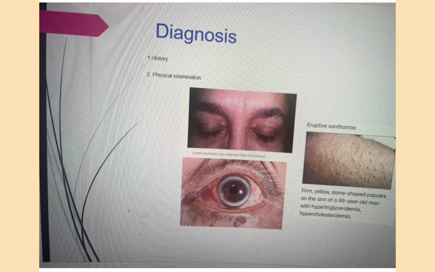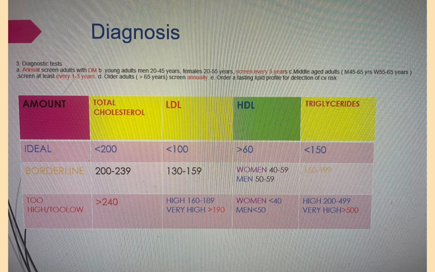Lipid screening is the accurate tool for diagnosis of dyslipidemia. As I mentioned in the previous slide, the accurate diagnosis of dyslipidemia is by assessing the lipid profile. There are different screening guidelines by different associations. Based on the population type, the primary care practitioners have to do the screening. The Clinical Endocrinology Association recommends for these population groups: annually screen adults with diabetes mellitus. Then young adults, males 20 to 45 years, females 20 to 55 years, screen every 5 years. Middle-aged adults, males 45 to 65 years, females 55 to 65 years, screen at least every 1 to 3 years. Older adults greater than 65 years, screen annually. And order a fasting lipid profile if possible.